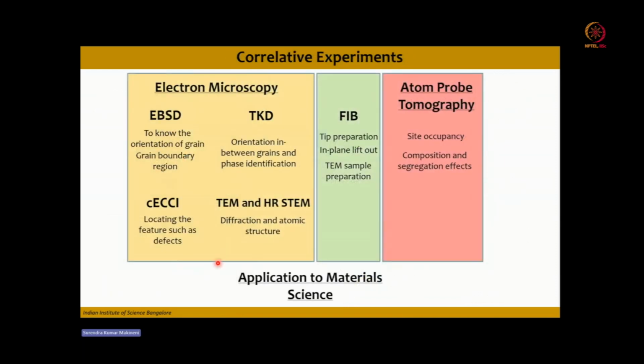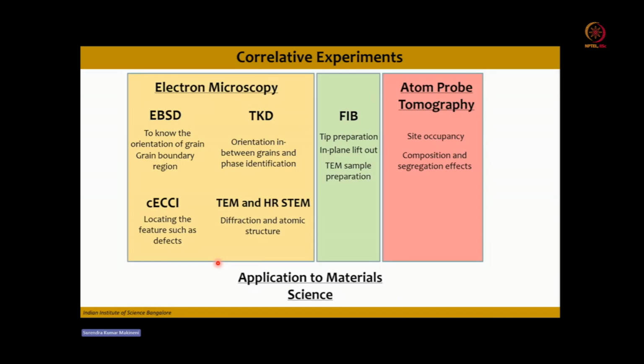So these are the correlative experiments, which I will briefly explain by several applications related to materials. Here in electron microscopy, we can do EBSD to get the grain orientation. You can get transmission Kikuchi diffraction for very thin samples, TEM or APT specimens. You can do controlled electron channeling contrast imaging. I have briefly introduced this imaging technique, which can be used on bulk samples to quantify the defects on the surface of any sample or deformed samples. And you can also use TEM and HR-STEM analysis, for example, the diffraction and atomic structure.